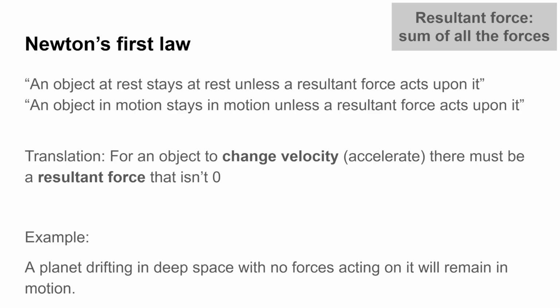Alright, to start with, Newton's first law states that an object at rest stays at rest unless a resultant force acts upon it. Equivalently, an object in motion stays in motion unless a resultant force acts on it. So what this means is that in order for an object to accelerate or to change velocity, there has to be a resultant force that isn't zero. As an example, a planet drifting in deep space, since it's far away from everything, there'll be no gravitational forces acting on it, and so it will remain in motion.